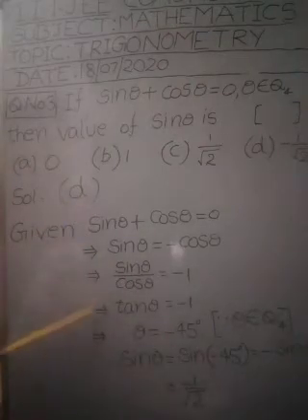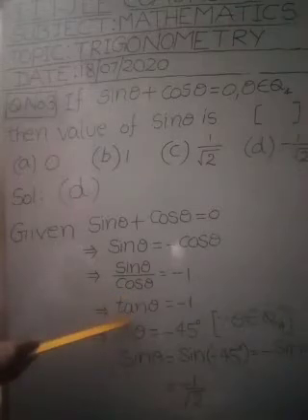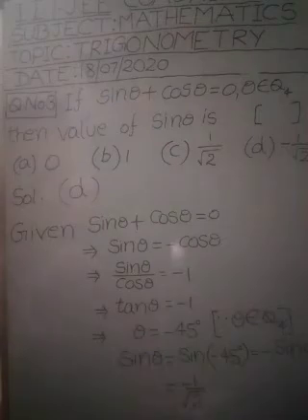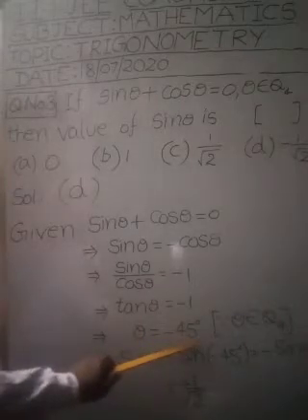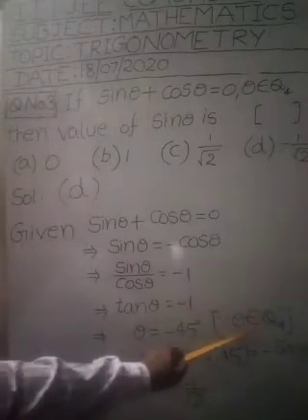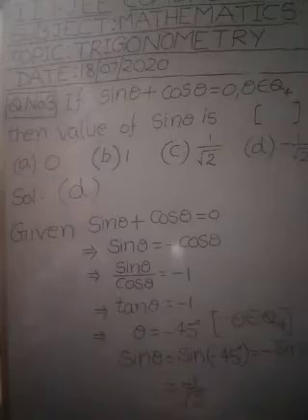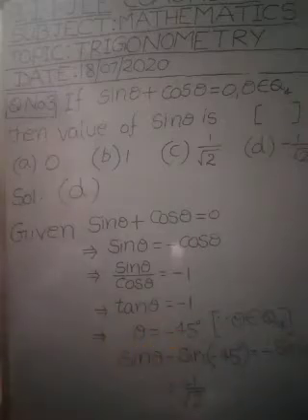This implies sin theta by cos theta, what is sin theta by cos theta? Tan theta. Tan theta is equal to minus 1. Understood this step, my dear children? This implies theta is equal to minus 45 degrees because theta belongs to the fourth quadrant. Theta lies in the fourth quadrant. So here we found the theta value is minus 45 degrees.